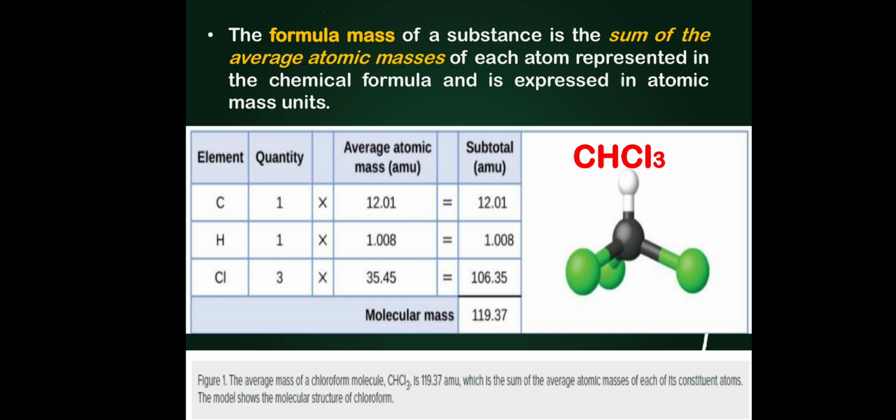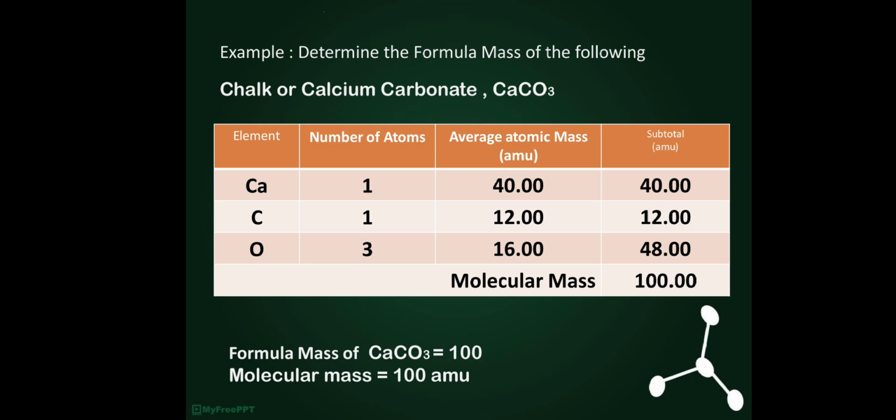So the average mass of a chloroform molecule is 119.37 atomic mass units, which is the sum of the average atomic masses of each of its constituent atoms. The model shows the structure above. So that would be the formula mass for chloroform. I hope you understand how we get the sum of the average atomic masses, or the formula mass. It's very simple, we're still at simple.